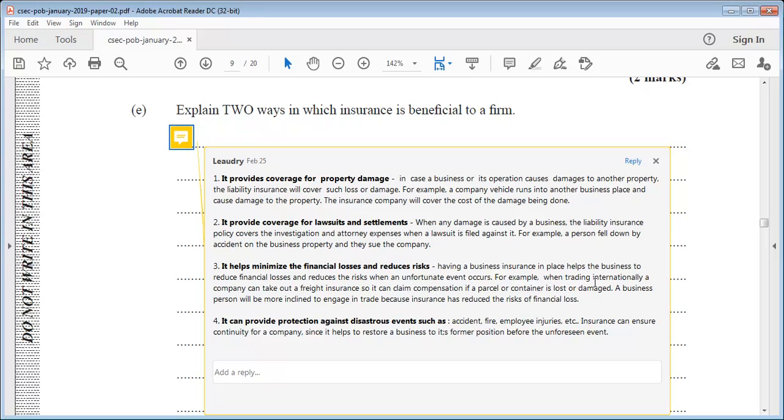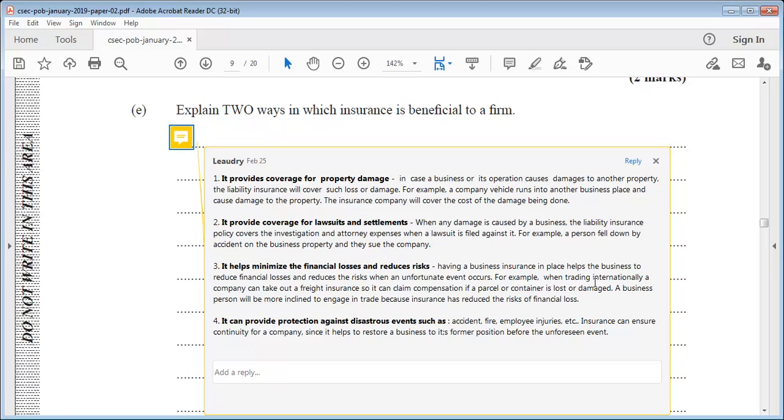Two, it provides coverage for lawsuits and settlements. When any damage is caused by a business, the liability insurance policy covers the investigation and attorney expenses when a lawsuit is filed against it. For example, a person fell down by accident on the business property and they sued the company. So a company having insurance can take care of that. Three, it helps minimize the financial losses and reduce risk.